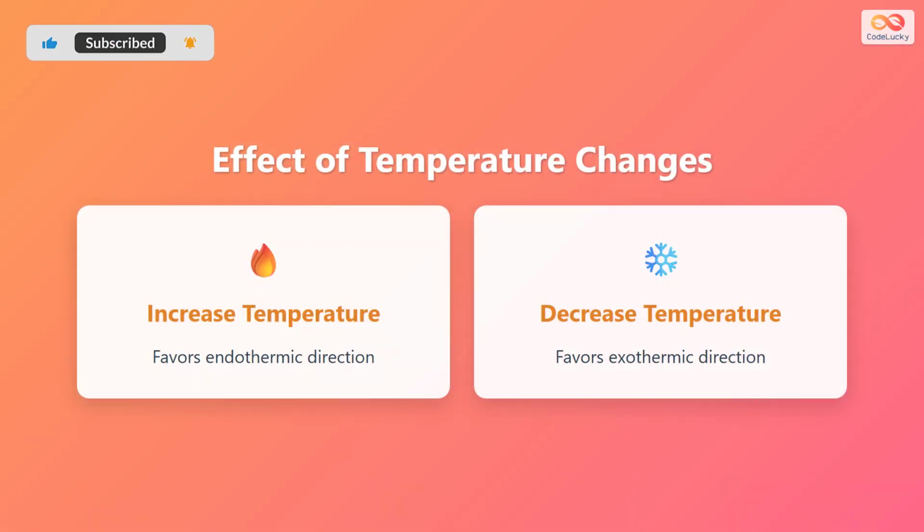Temperature changes have a unique effect on equilibrium because they influence the energy of the system. When you increase the temperature, you're adding heat energy to the system. The equilibrium responds by shifting in the endothermic direction, the direction that absorbs heat, to counteract the temperature increase. When you decrease the temperature, you're removing heat energy. The system shifts in the exothermic direction, the direction that releases heat, to replace the lost energy. Remember, endothermic reactions absorb heat, while exothermic reactions release heat.